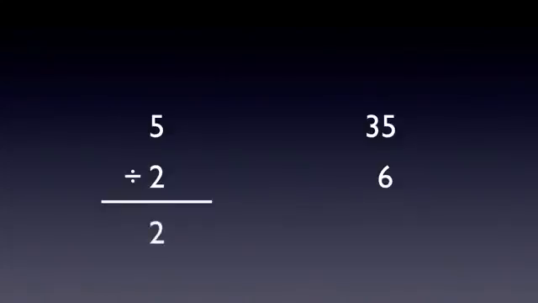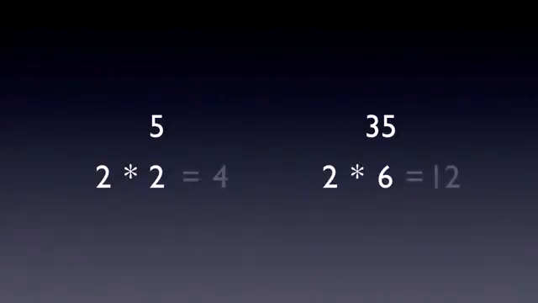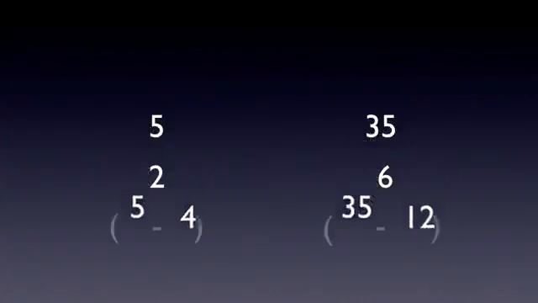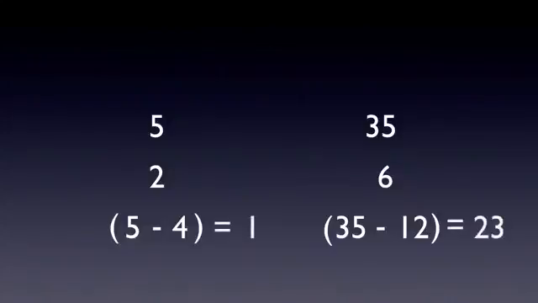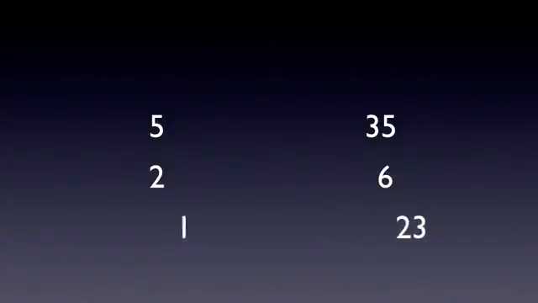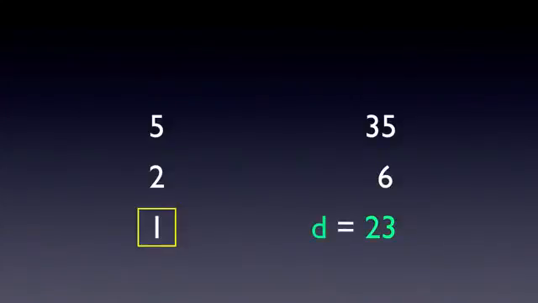So 2 goes into 5 2 times, and we take this result, multiply it by the numbers in the second row, and this gives us 4 and 12, and we subtract. So we have 1 and 23. Now, this number 1 is a special result. When we get 1 in the third column of column 1, that tells us that we have arrived at our result, which means that 23 is the value for D.